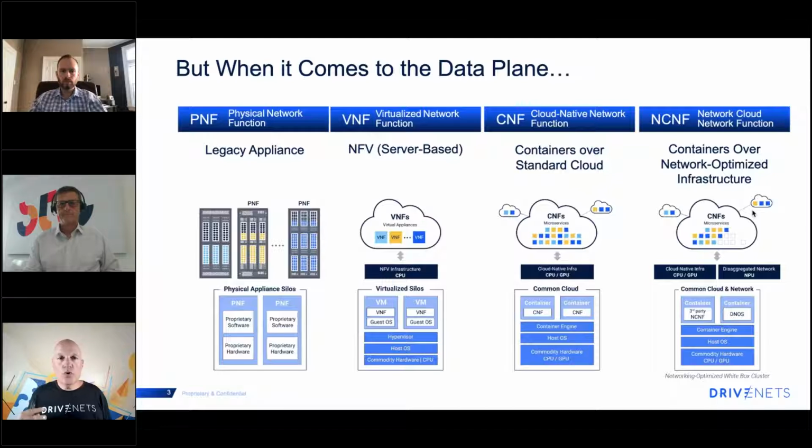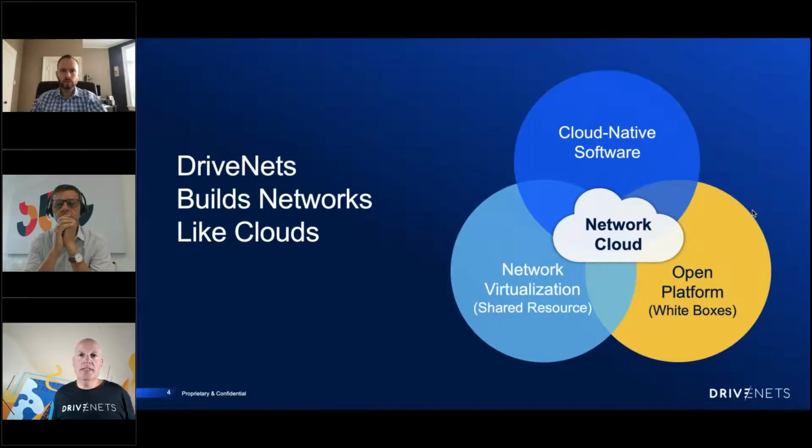NCNF. That's the network cloud network functions, which is the same concept as cloud, but the underlying hardware infrastructure is networking optimized. Those are white boxes that on top of the CPUs and the compute resources, they also have NPU resources, networking processing unit, dedicated ASICs that can handle a large amount of traffic very efficiently. And this is exactly what DriveNets does.